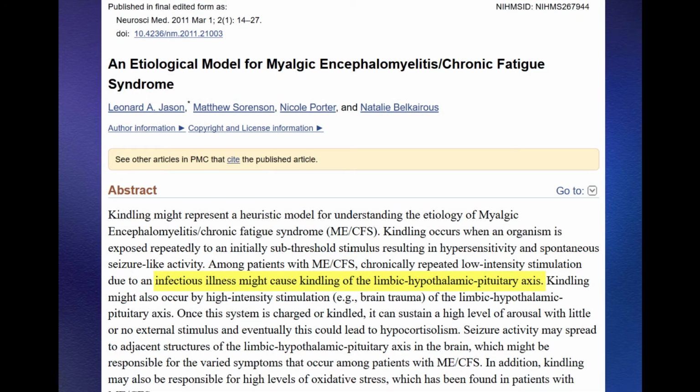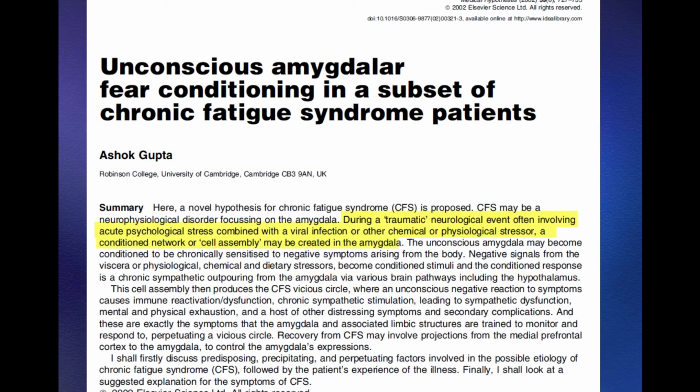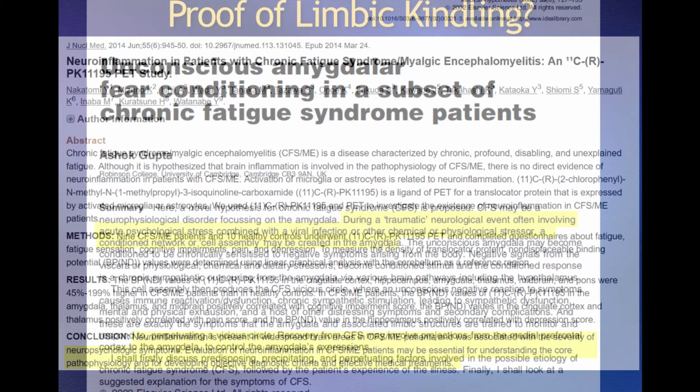Here's the paper. Leonard Jason came back and said, look, an infectious illness could also cause kindling of the limbic hypothalamic pituitary axis. So there's just another paper that proved that it's not just chemical or electrical. And this is the paper by Ashok Gupta, which is very overlapping with the limbic kindling model from Leonard Jason. During a traumatic neurological event, often involving acute psychological stress combined with a viral infection or other chemical or physiological stressor, a conditioned network or cell assembly may be created in the amygdala. That's the dendrites, you're getting wired for stress.